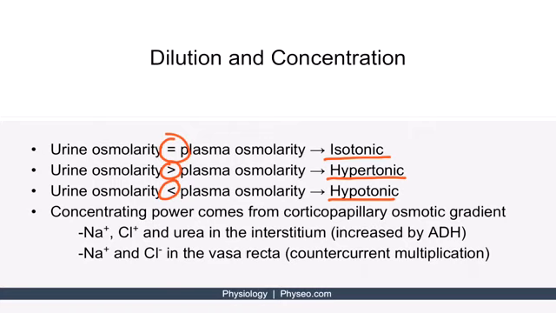If the urine osmolarity is less than the osmolarity of the plasma, it is considered hypotonic. The ability of the nephron to concentrate the urine comes from the corticopapillary osmotic gradient. This simply means there is increasing osmolarity as you go deeper into the medulla. And this gradient is created by a few different things. First, there is a high concentration of sodium, chloride, and urea in the interstitium. Together, these solutes provide great power to pull water from the urine.